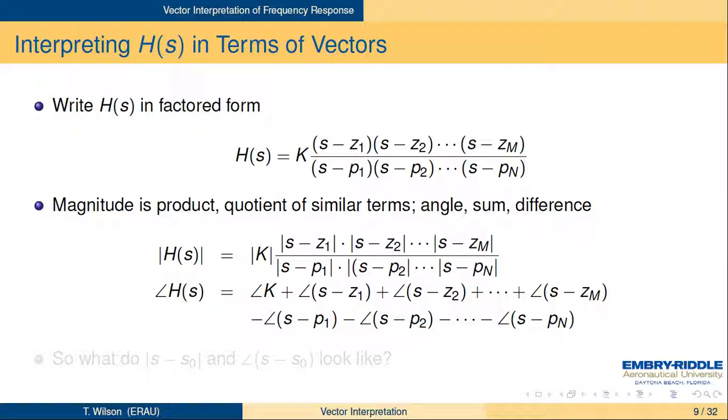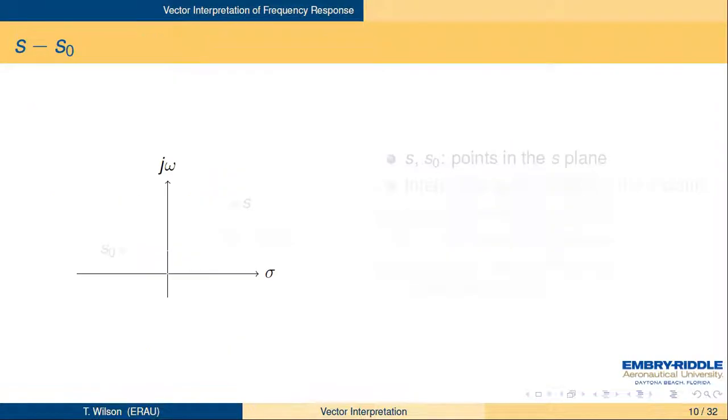And the angles are going to be the angle of that number k, and that's going to be 0 or 180 degrees or minus 180 degrees. You can't tell the difference between plus 180 and minus 180. And then the sum of the angles of the zero terms minus the angles of the pole terms. So if we could figure out what each one of these terms looks like, and they're the same whether it's a zero or a pole, then we can figure out something about the frequency response.